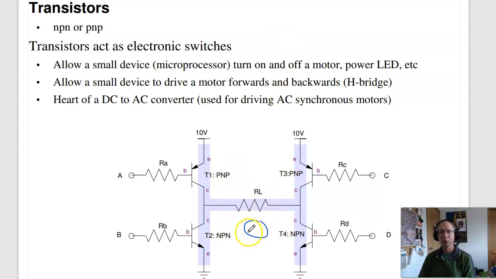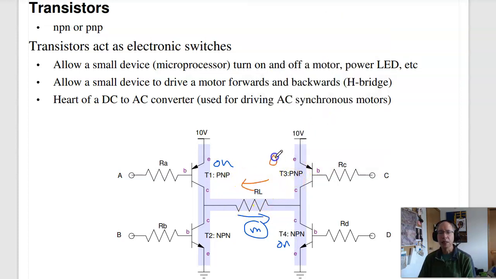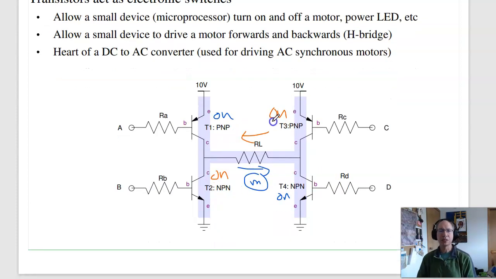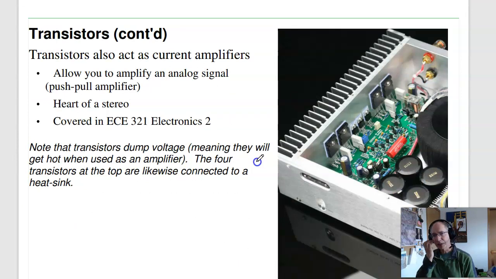If this is a motor, I want the current to go back and forth. To get the current to go right, I would turn on T1 and T4. Then the current goes forward. If I want to go backwards, let's change the color. If current goes this way, I turn on T3 and T2. So by switching between these two, I make the current go left, right, left, right. I have an AC source. Again, that's studied in Power Electronics 437 and 438. Another use of transistors. Transistors are current amplifiers.